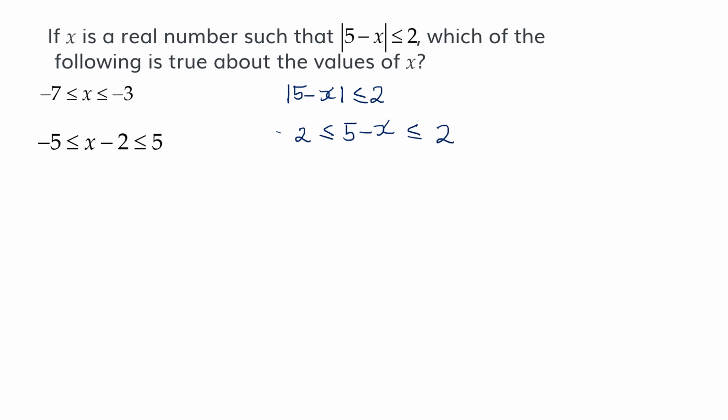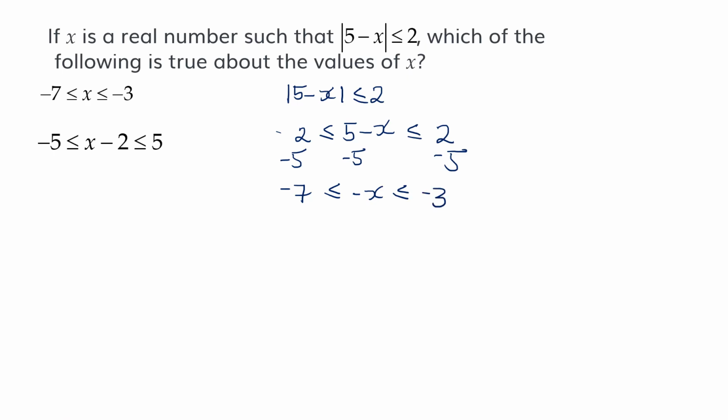Since we're solving for x, we have to isolate it. We subtract 5 everywhere to get rid of 5. We have negative 7, negative x less than negative 3.